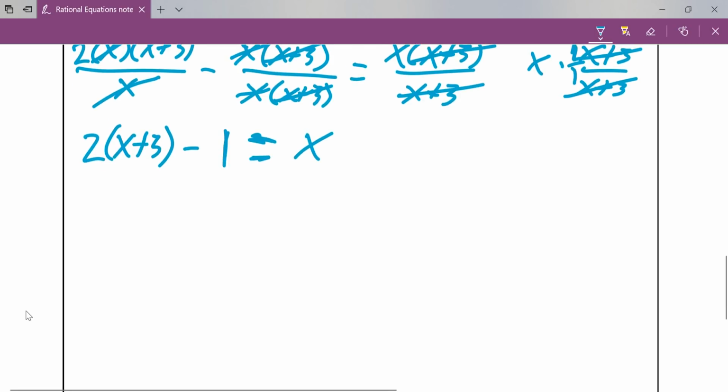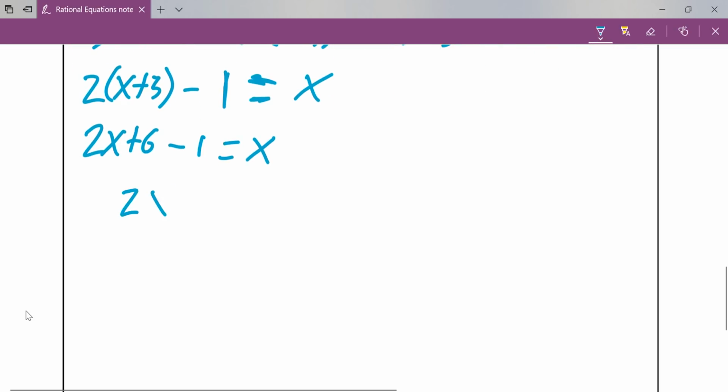Now I have to distribute this 2 into this x plus 3, so I get 2x plus 6 minus 1 is equal to x. And then I get 2x plus 5. When I combine like terms, 6 minus 1 is equal to 5. And this equals x. And then we want to isolate the x.